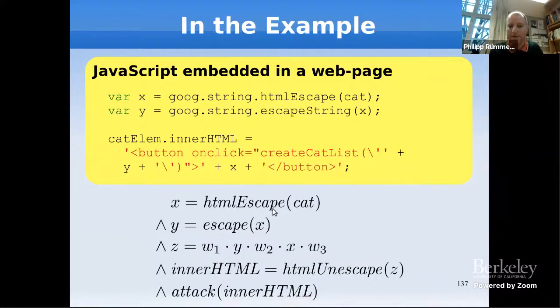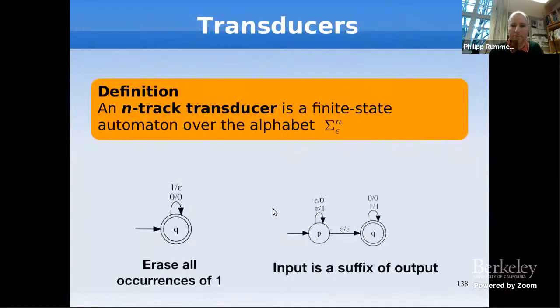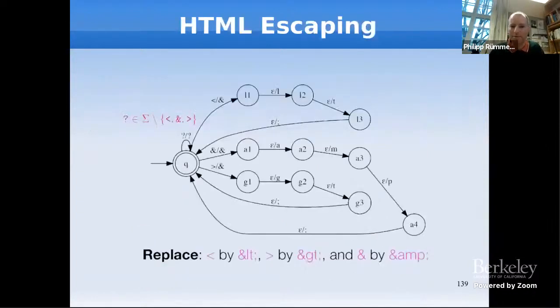It turns out that these can be defined as letter-to-letter transducers. These are machines that read some input string and produce outputs, so automata working on multiple tracks. And the transducer for encoding something like the HTML escape would essentially look like this.